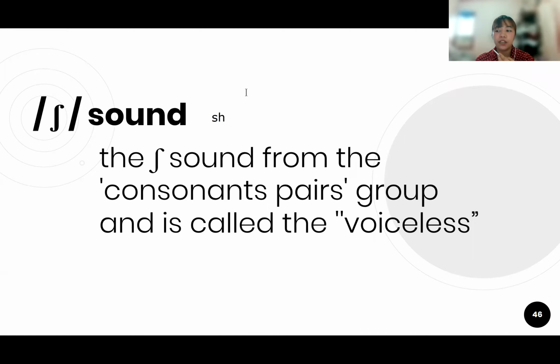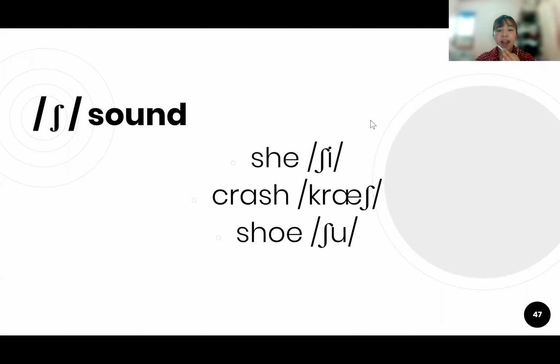Okay, so for example, in words like she, crash, and shoe. So this is for the sh sounds in those following words. This is how you represent your sh sound in IPA using this one. For example, in the pronoun she, we already encountered this kanina for your dotted I na sound. So in she, we have two sounds there, your sh and your e. So for the sh sound, this is how you write it.